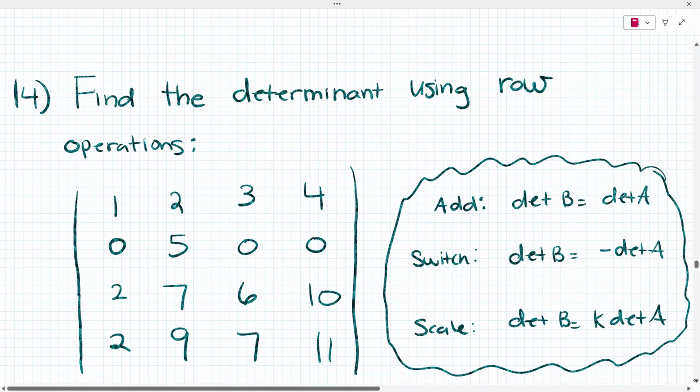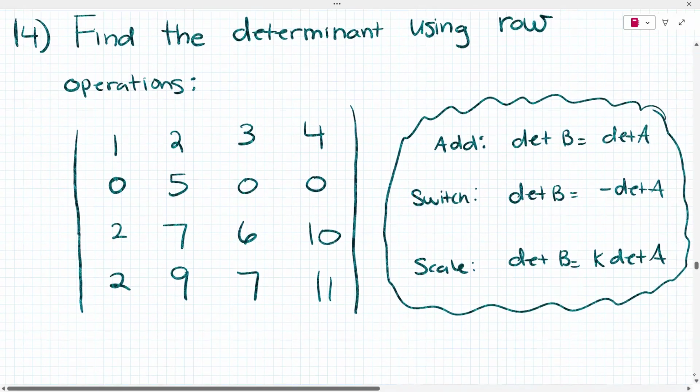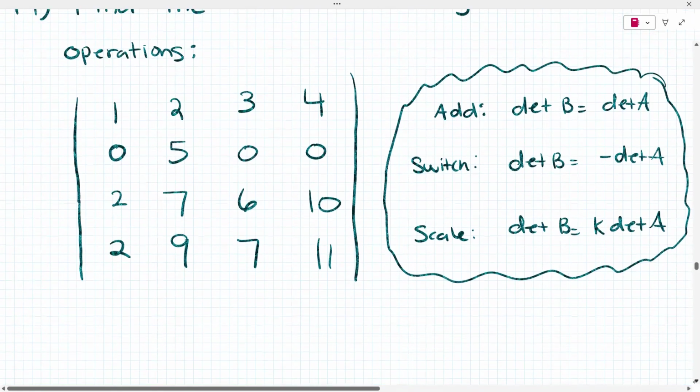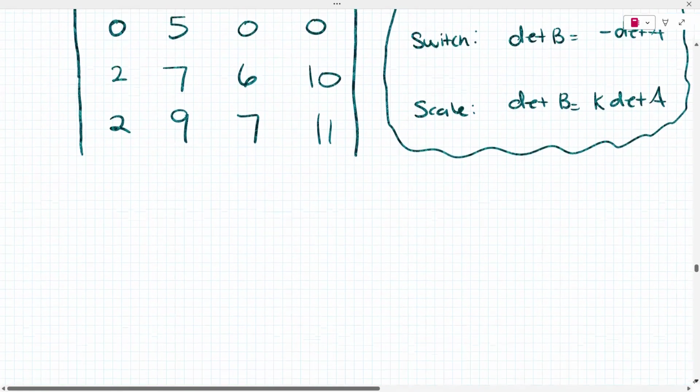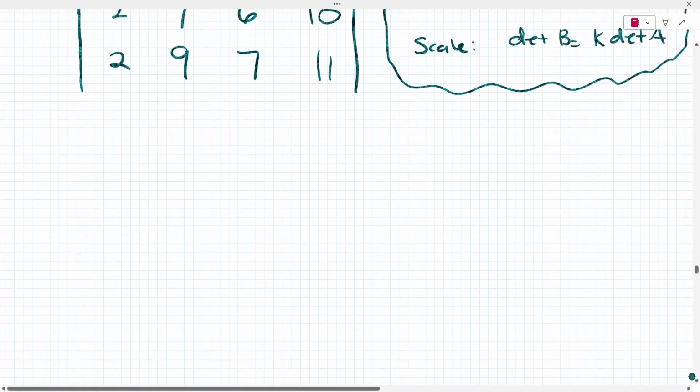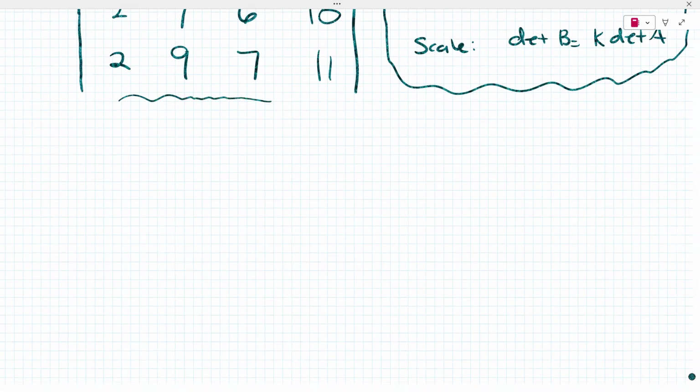And this is a matrix, 1, 2, 3, 4. It's a 4 by 4, so it's pretty large. So the same rules, I keep the same rules to make it easier. Addition doesn't change it. If you switch rows, it's going to be negative determinant of A. If you scale it, it's going to be K times determinant of A. Okay, so wait, this is matrix B, by the way. I think B is your original, and determinant A is the new one.